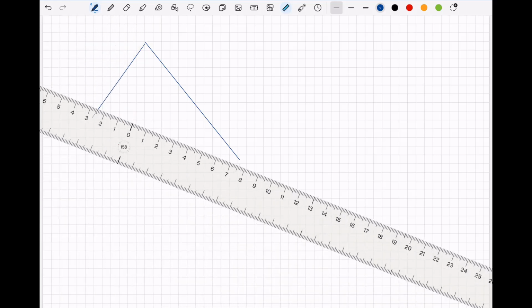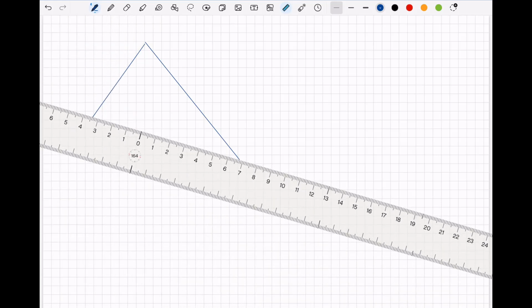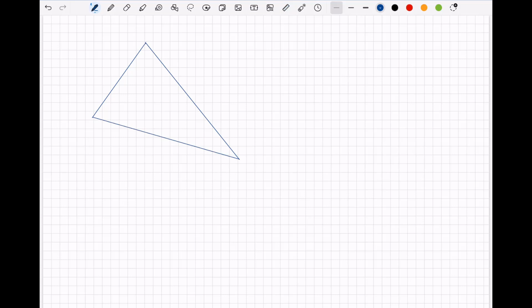I'll then connect those two lines so that we have our first triangle, and we'll call this triangle ABC, and as I've shown, the length of AC is 10 centimeters, and the length of AB was 6 centimeters.